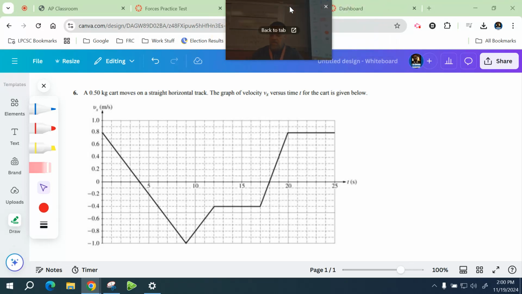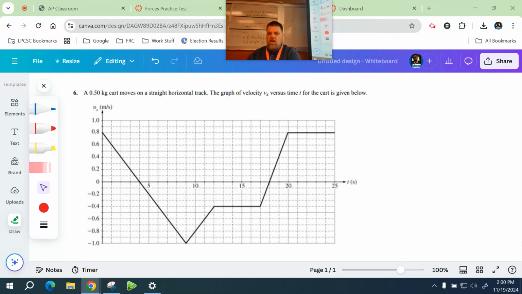All right, so this one, there's a 50-kilogram cart that moves in a straight horizontal track. This is the graph of the velocity in the x direction versus the time for the cart. We have several parts to this that we have to do. Part A is when is the cart at rest? So part A, when is it at rest?